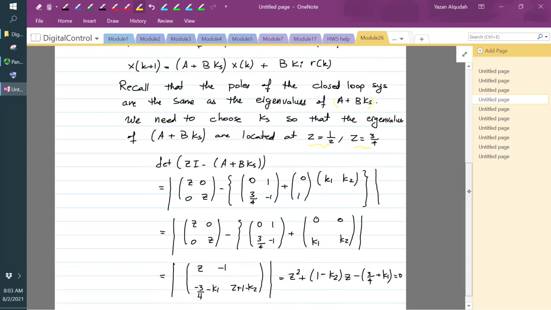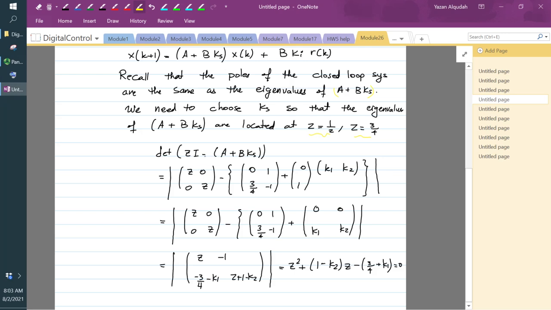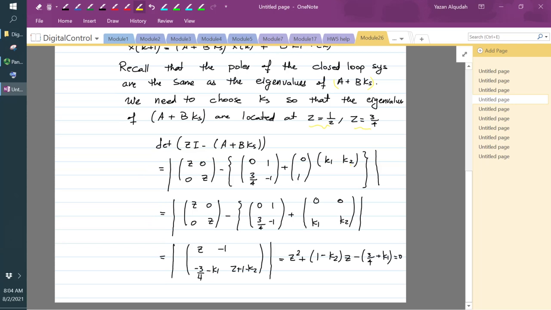So let's calculate the determinant of zI minus (A plus B multiplied by Ks), and that is going to be z multiplied by identity minus the A plus B multiplied by Ks, where Ks is equal to [k1, k2]. Now if we multiply these and simplify, if we calculate the determinant, we get z squared plus (1 minus k2) multiplied by z minus 3/4 plus k1 equal to 0.